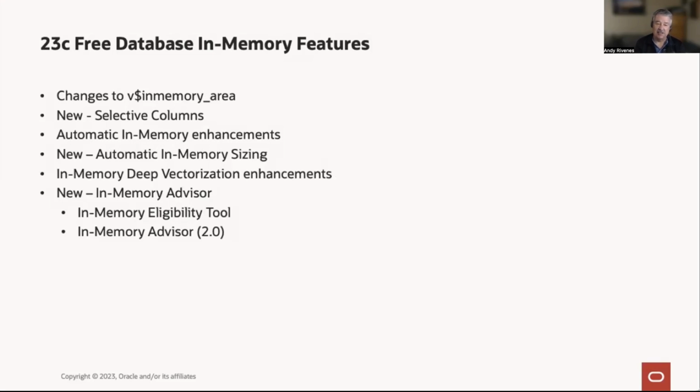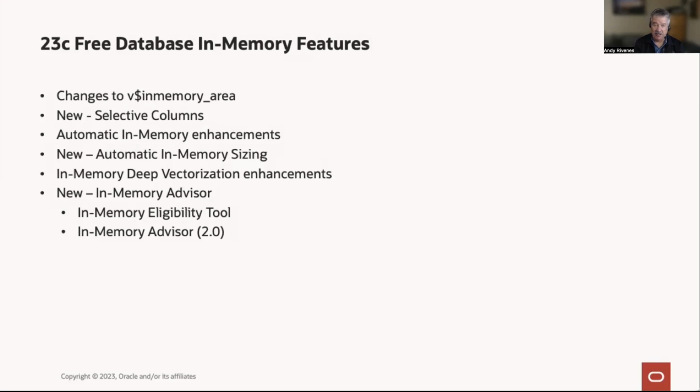We've enhanced in-memory deep vectorization. We had deep vector hash joins, and we've added a bunch of additional join types to the support for that. And then there's a new in-memory advisor. I blogged about this and talked about the eligibility tool, which is now native in a package, DBMS_INMEMORY_ADVISE. There's also an in-memory advisor that goes along with that, and that's also part of the database.